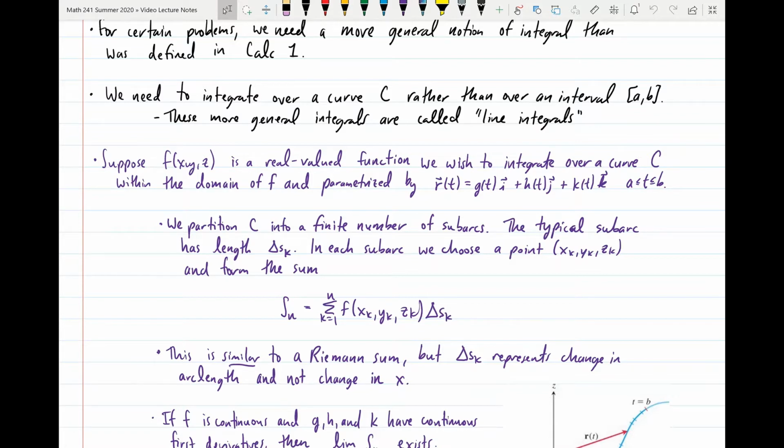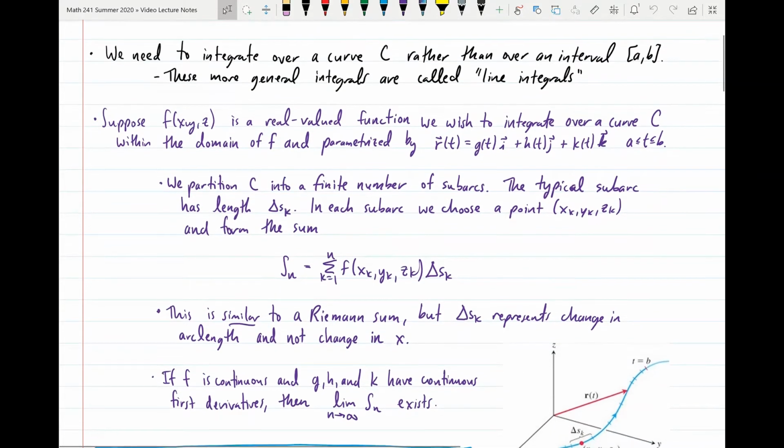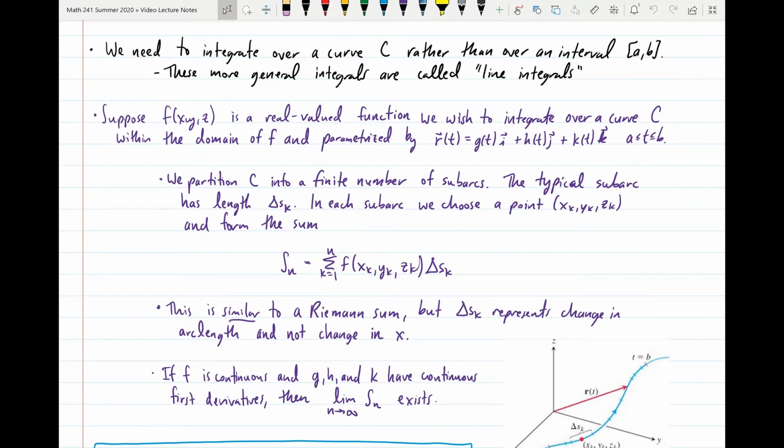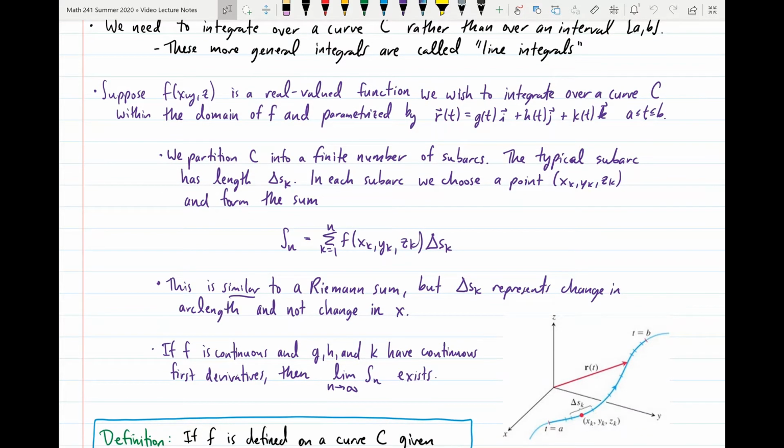So let's get into defining what these line integrals actually are. So suppose that we have a function f of x, y, z. It's a real valued function, so it pops out real numbers. And we wish to integrate the function over a curve c as opposed to some interval within the domain of f, parameterized by the vector valued function r of t equals g of t i plus h of t j plus k of t k, where t is ranging from a to b. So here we have that g, h, and k are component functions for our vector valued function r.